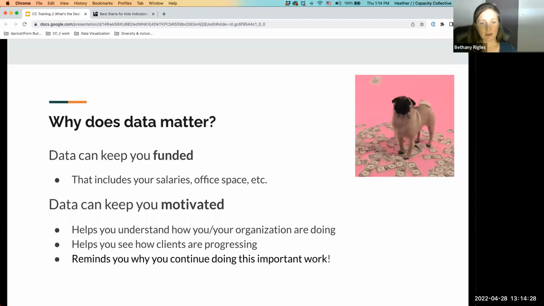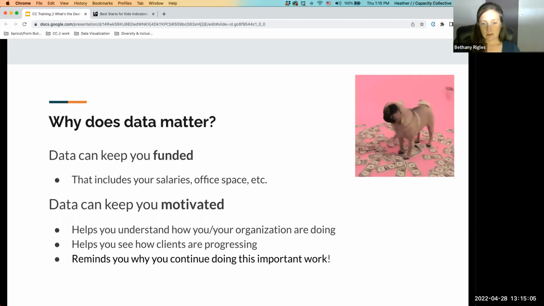So again, we are coming back to some things you've already mentioned here, but we know that data is pretty much everything and everywhere, but it can feel kind of tedious when you're having to do data entry. It can be time consuming. It can cut into the time you spend with your clients and families. So you want to be able to keep in mind why you're giving your valuable time to data collection or data entry. And so first, as we've mentioned, it can keep you funded.